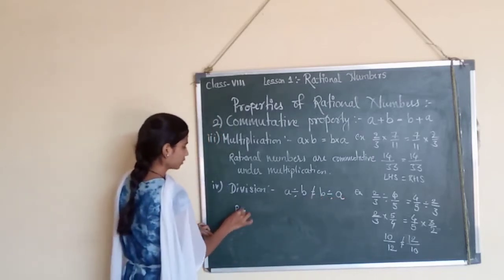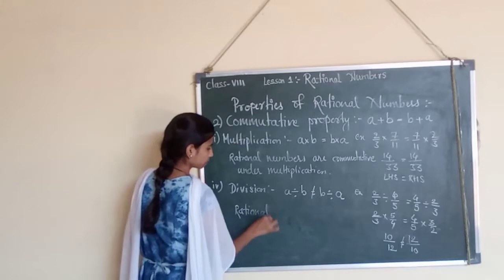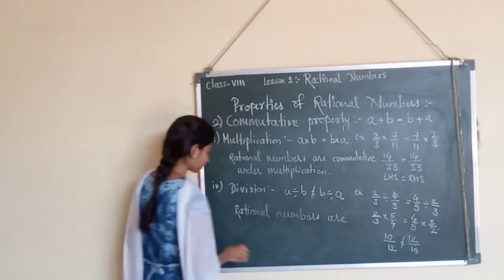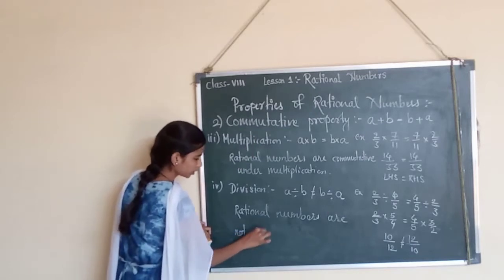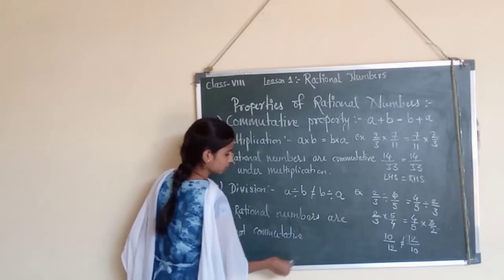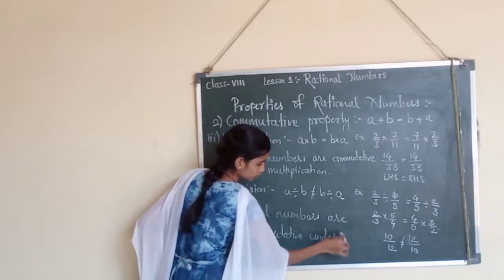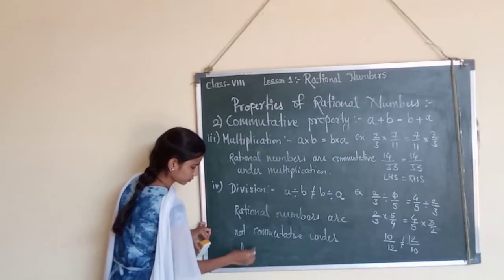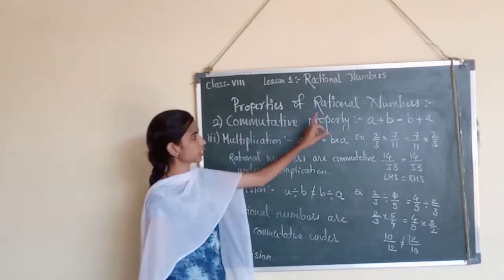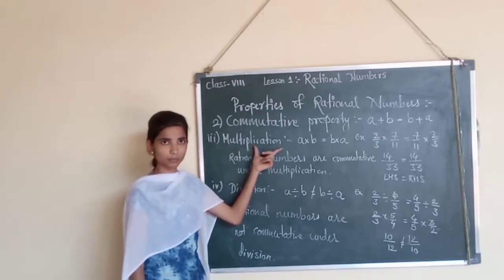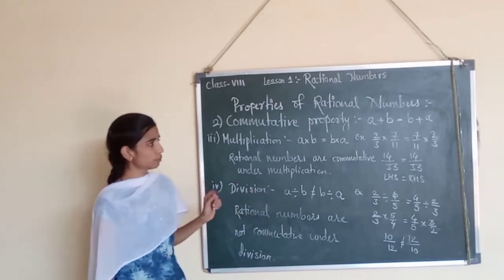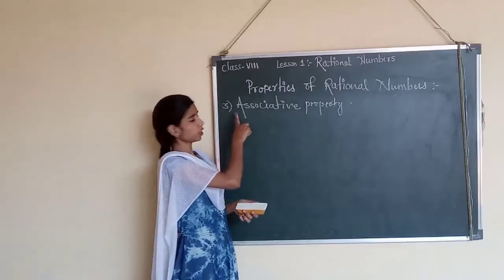Therefore, rational numbers are not commutative under division. So the rational numbers are commutative only under addition and multiplication, not under subtraction and division. Now we'll see the next one. The third one is what?